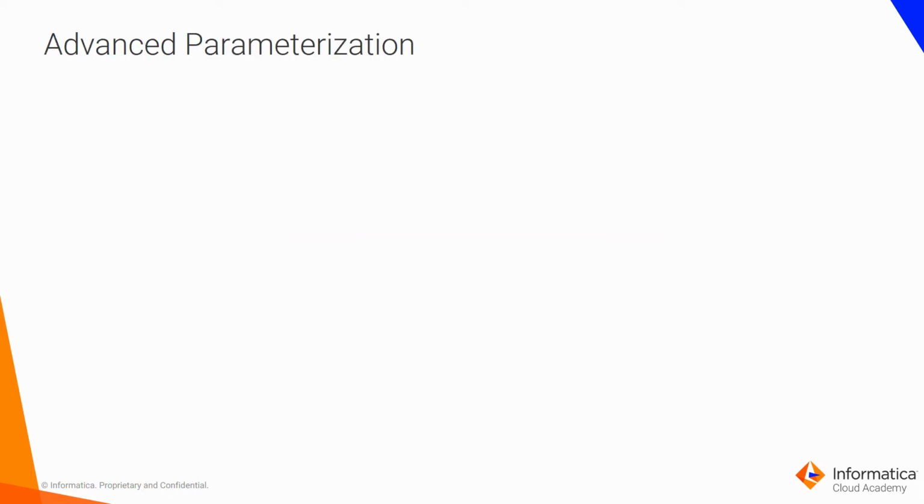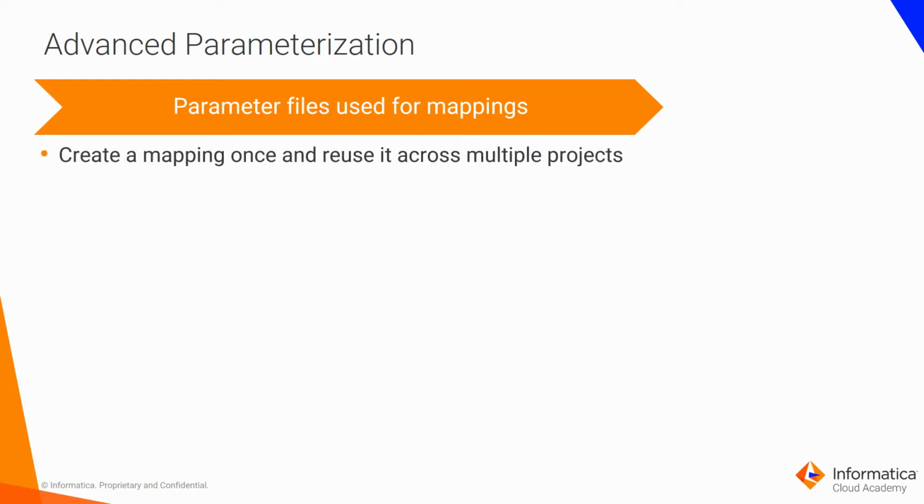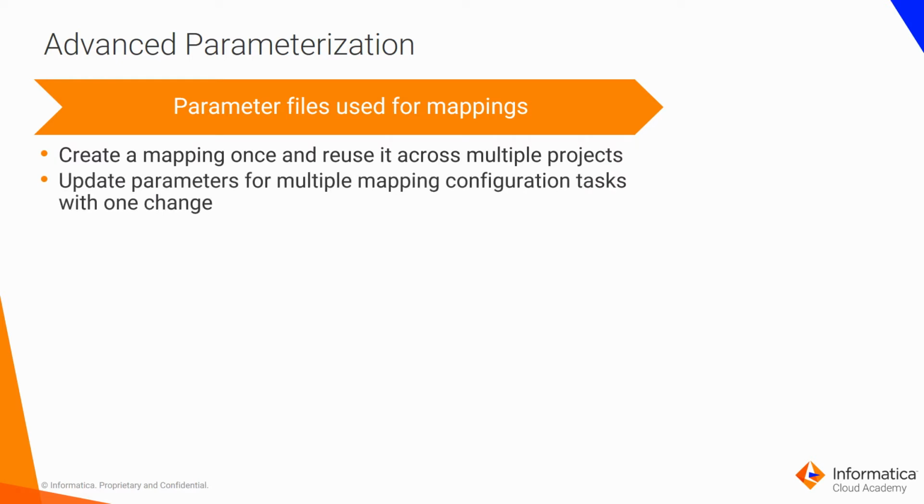Now we will discuss advanced parameterization. Here, stored parameter files are used for mapping. You can create a mapping once and reuse across multiple projects. You can also update parameters for multiple applications with one change.